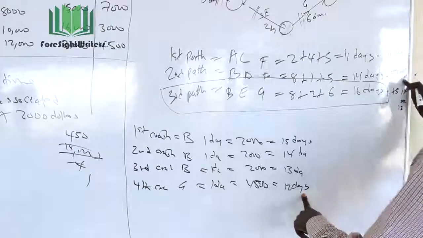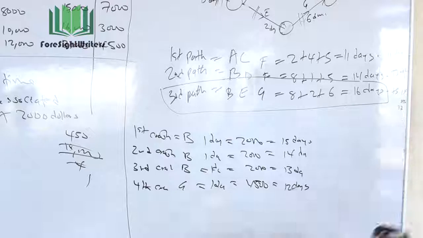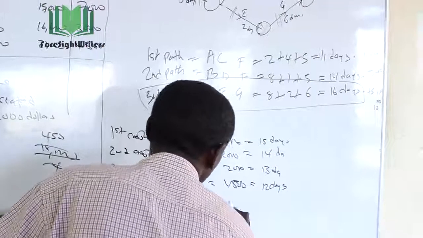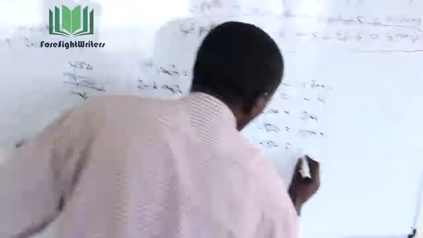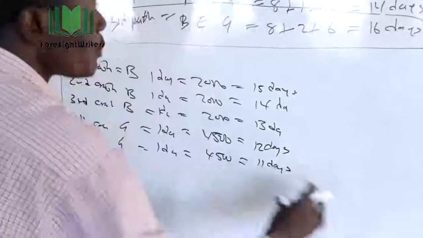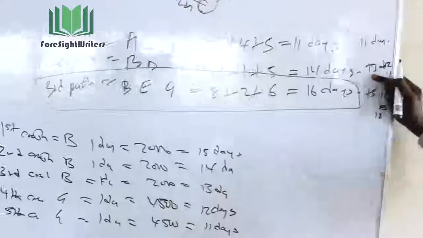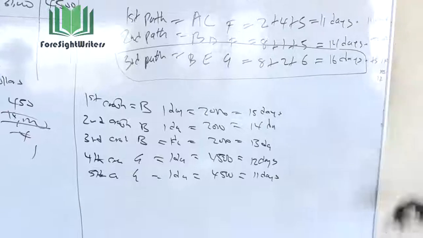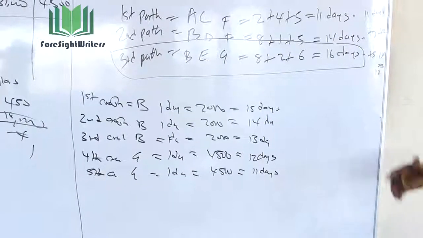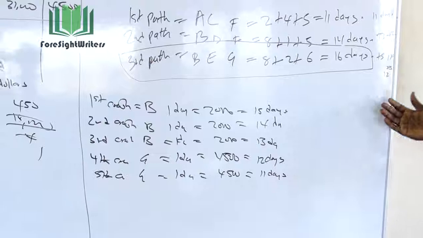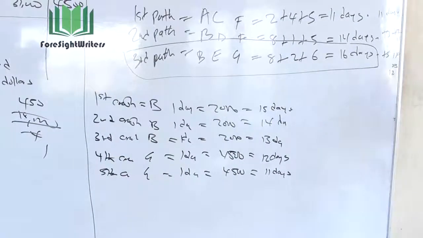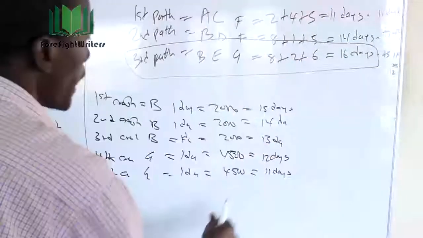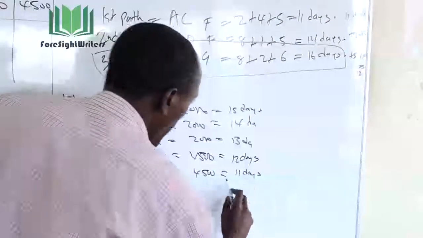And remember, this one was 11. So I can crash this G again, the fifth crash. I crash G by 1 day, and I spend 4,500, and this will give me 11 days. As this becomes 11 days, this second part is also 11 days. So this is the maximum I can go, because I was interested so much in the critical part. So I can reduce this project from 16 days to 11 days.